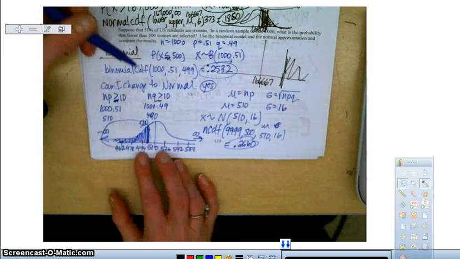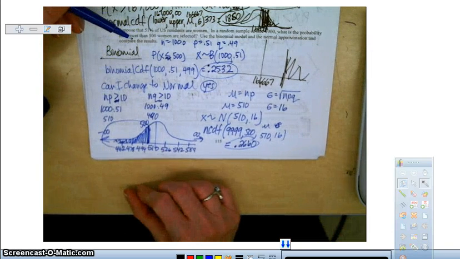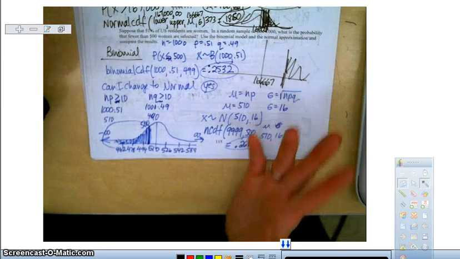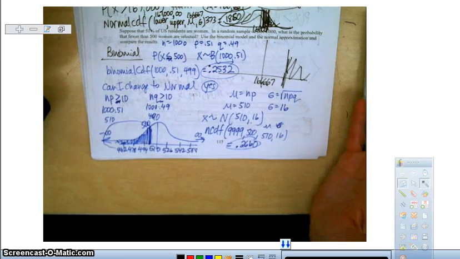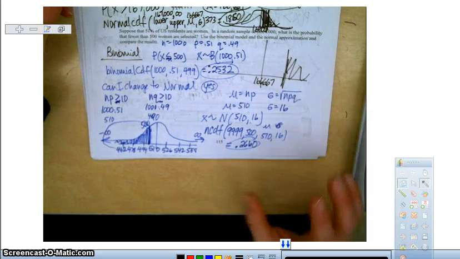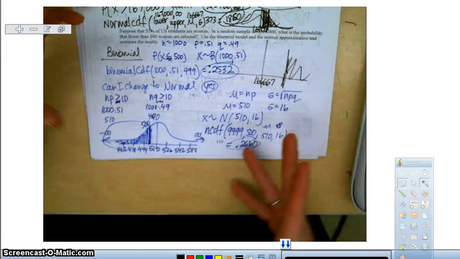So which is more accurate? If it's a binomial distribution, the binomial is more accurate. So normally it wouldn't ask you to find the binomial, but the reason we're doing it is so that you could compare.